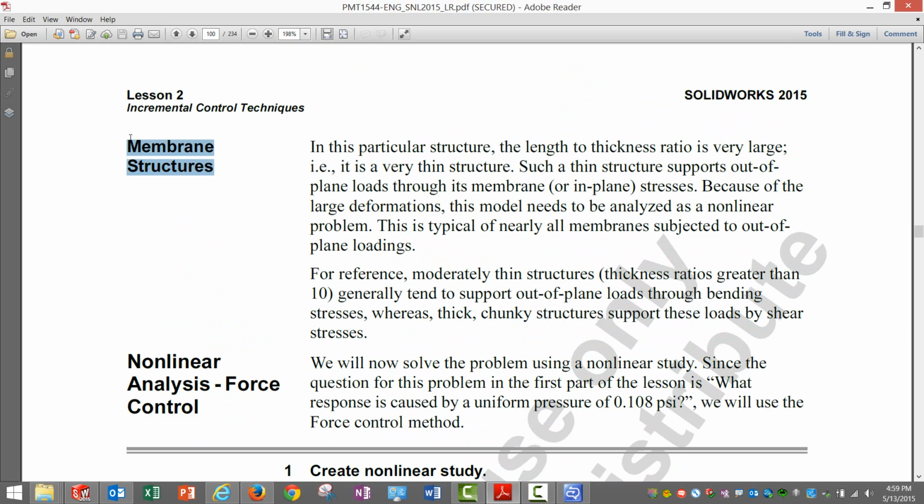This is what it is about, or such a kind of structure is also called a membrane structure. Such thin structures support out of plane loads through their membrane or in plane stresses. So that's what I'm saying. If this trampoline is pulled in the planar direction from all the directions, then some stresses can build up inside this particular trampoline, and that can help in supporting any perpendicular forces.